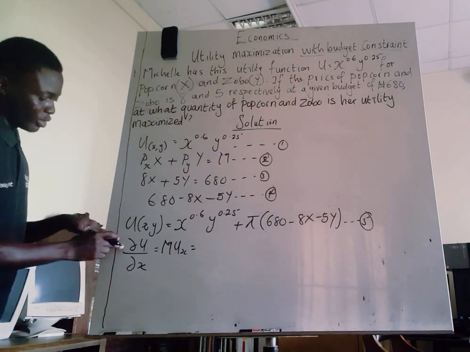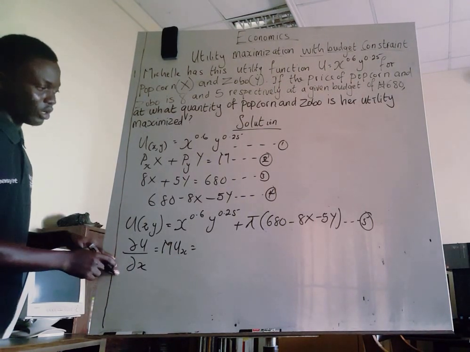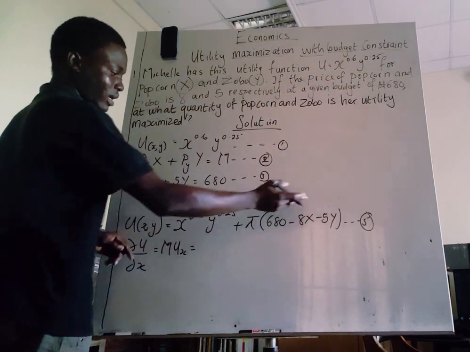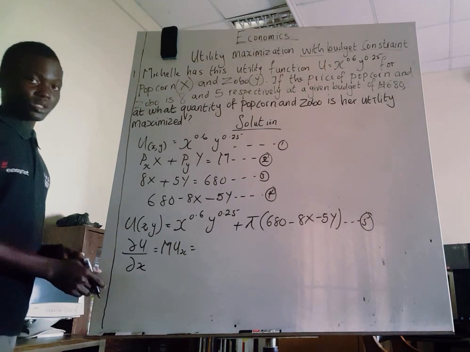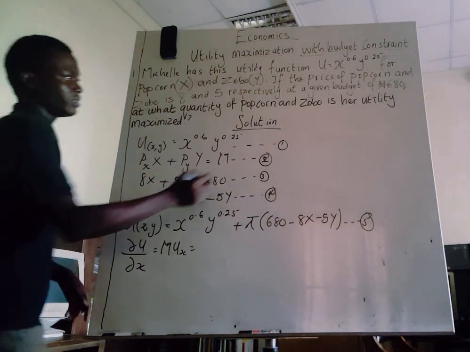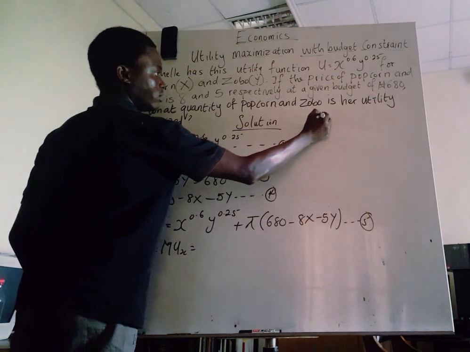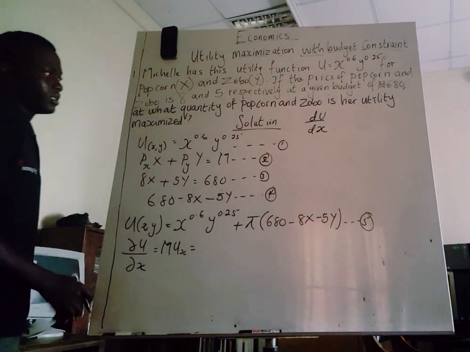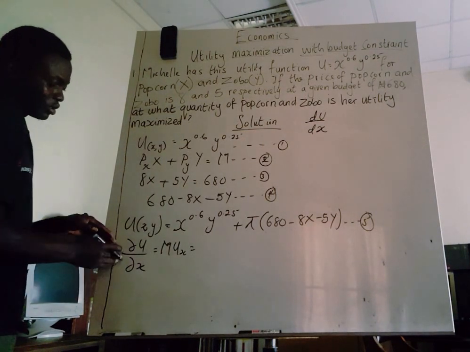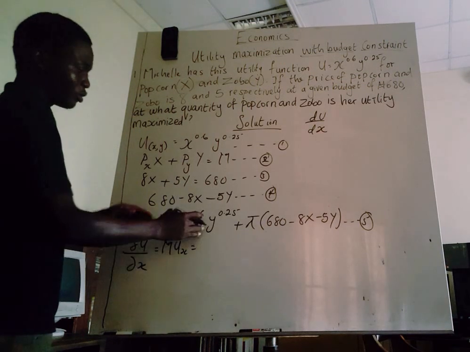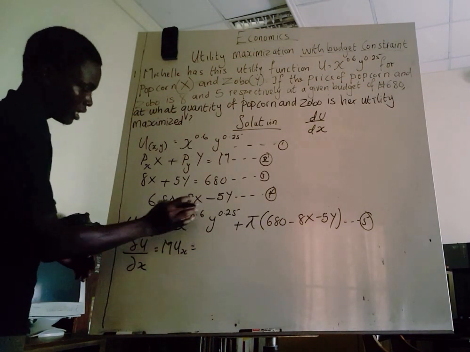We use the partial derivative because we not only have x in this equation, we also have y as well as the Lagrangian multiplier. If it were a total derivative, it would have been du dx. But since it is not a total derivative, we just have to use this partial du dx equals this. So all we have to do now is to differentiate with respect to x.